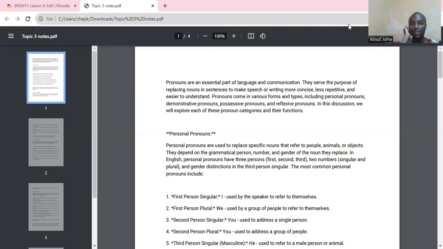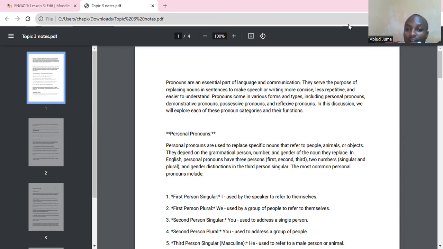Good afternoon. So today we are going to look at pronouns as also an essential part of language and communication. Language encompasses a variety of things that need to be assembled together so that communication can be easy, quick, and smooth. So we are starting with the pronoun today.